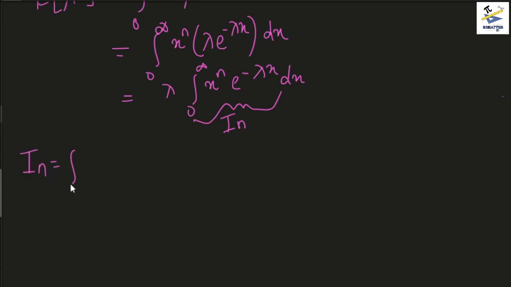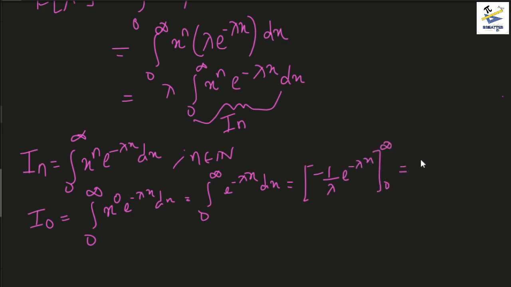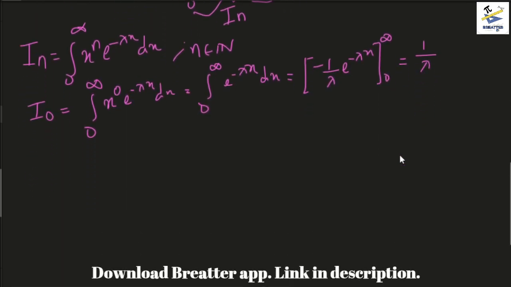I of n is equal to the integral from 0 to infinity of x to the power n e to the power minus lambda x dx. I'll tell you exactly how to find this, and notice that n is a natural number. One special value is I of 0, which is the integral from 0 to infinity of x to the power 0 e to the power minus lambda x dx, that is the integral from 0 to infinity of e to the power minus lambda x dx. And as we all know, this evaluates to the following. This we have done multiple times. This is just 1 by lambda. Okay, so now let us find out how to evaluate this integral.